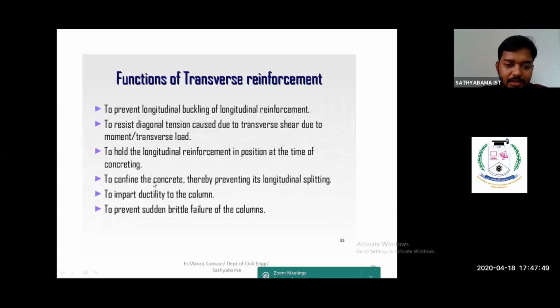So the concrete within the main reinforcement is compact. And to impart even more ductility, apart from the main bars, these transverse bars are also imparting ductility to the column. And since transverse reinforcements are also made up of steel, they will also help in preventing the sudden brittle failure of the column.